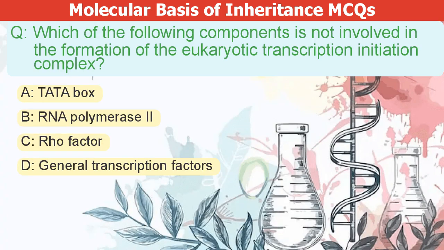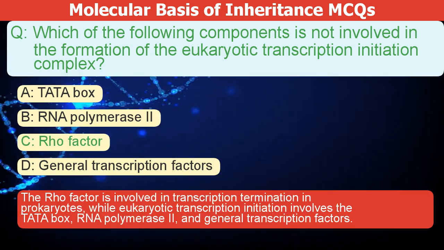Which of the following components is not involved in the formation of the eukaryotic transcription initiation complex? A. TATA box. B. RNA polymerase II. C. Rho factor. D. General transcription factors. The correct answer is C. The Rho factor is involved in transcription termination in prokaryotes, while eukaryotic transcription initiation involves the TATA box, RNA polymerase II, and general transcription factors.